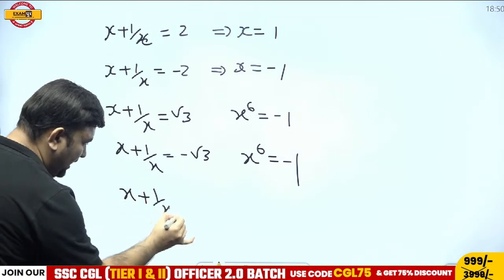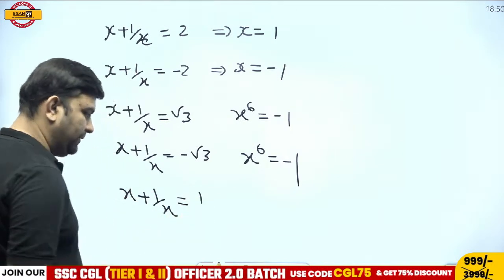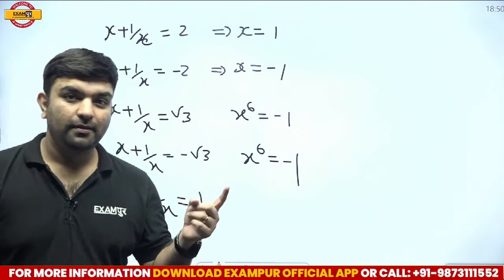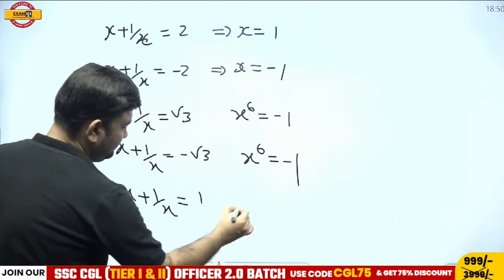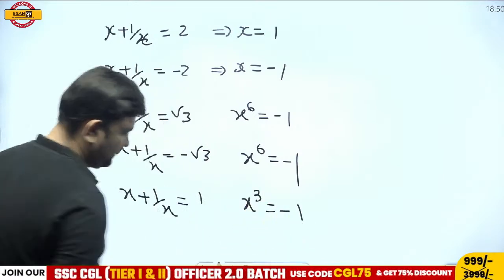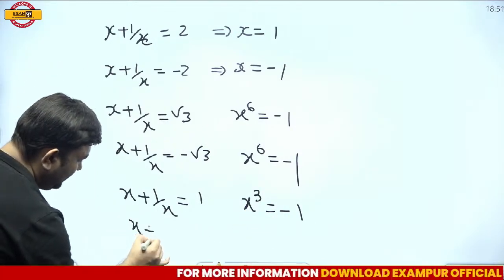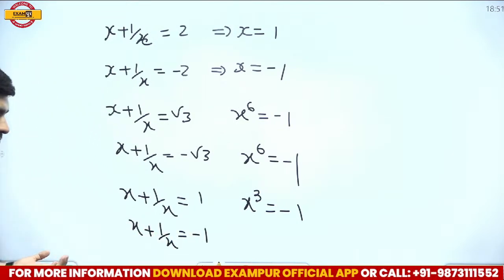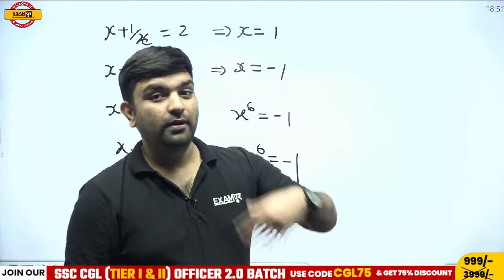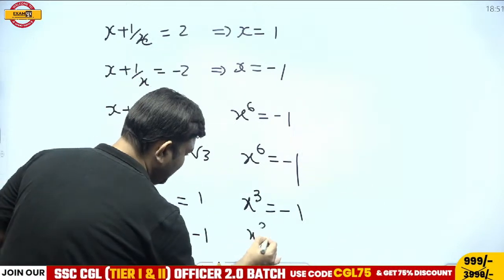x plus 1 upon x is 1. In case of positive 1, x cube is minus 1. And in case of negative 1, it will come here positive. So it will become x cube minus 1, so x cube is plus 1.